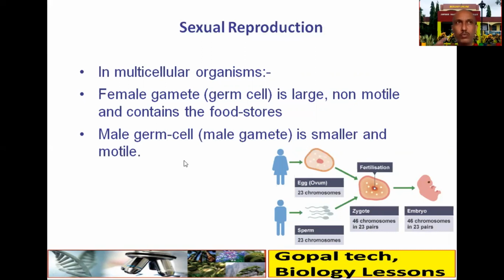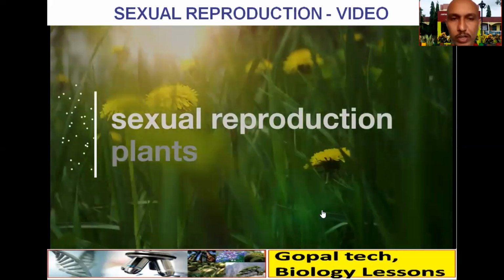They will ask the difference between male and female germ cell. The male germ cell or male gamete is generally smaller and motile, produced in large numbers, and generally does not store more food. So that is the difference between male gamete and female gamete, male and female germ cell. Now see this video on sexual reproduction.